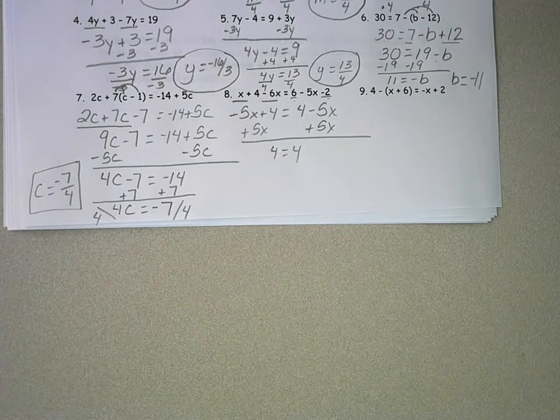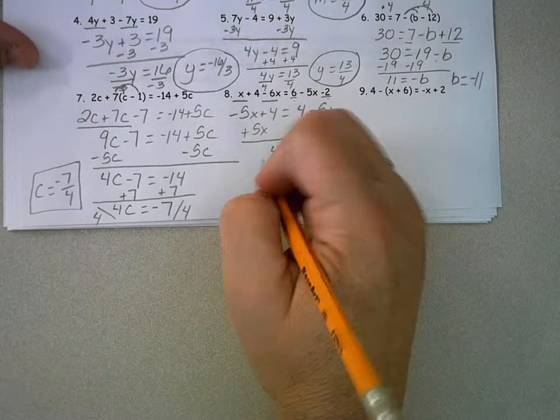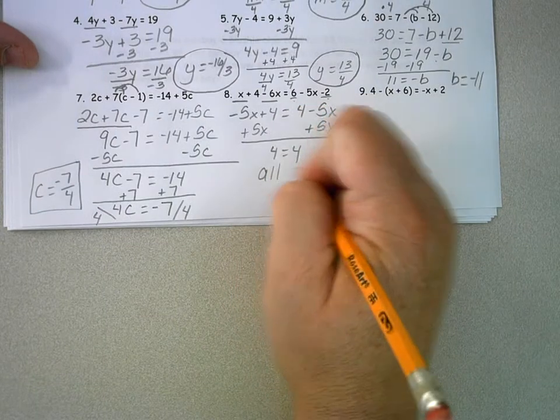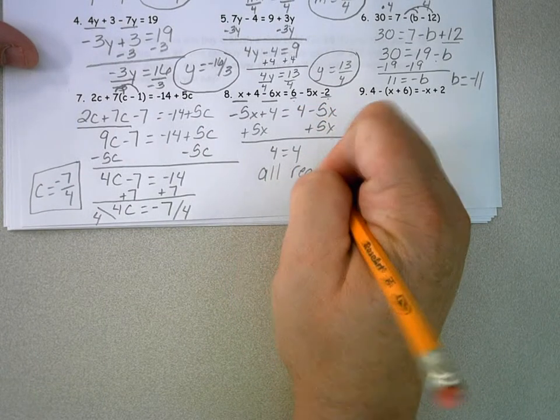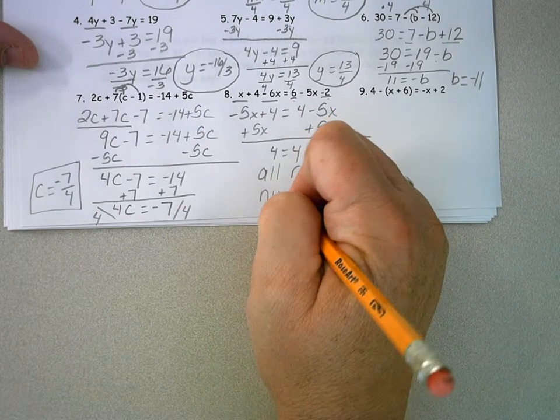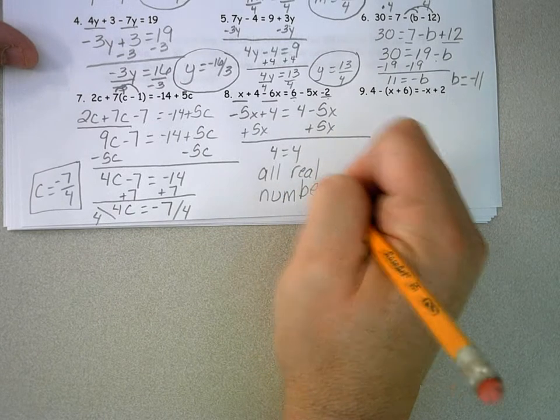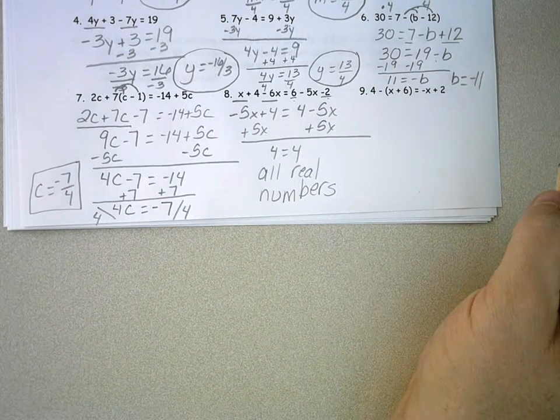And we have a slightly different situation here. That is a true statement. That's always going to be a true statement. And what that means then is that any single number that we put in there will make it true. So that means all real numbers, or you can say all numbers are solutions.